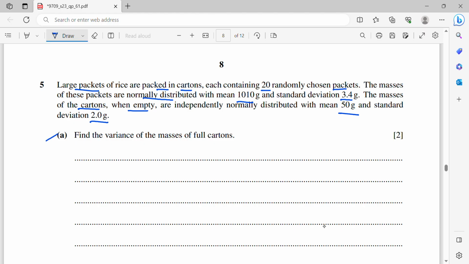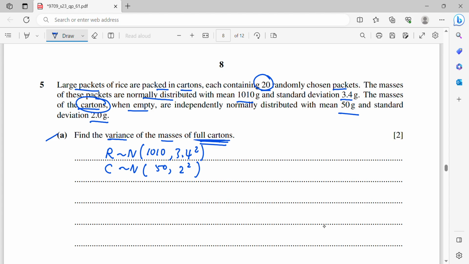Now A, find the variance of the masses of full cartons. Full cartons means that you need to include the empty cartons together with the 20 packets of rice. I will write this down first. Rice is represented by R. It is normally distributed, the mean is 1010, standard deviation 3.4, so variance is 3.4 squared. And then the empty cartons, also normally distributed, the mean now is 50, standard deviation is 2, so variance is 2 squared.